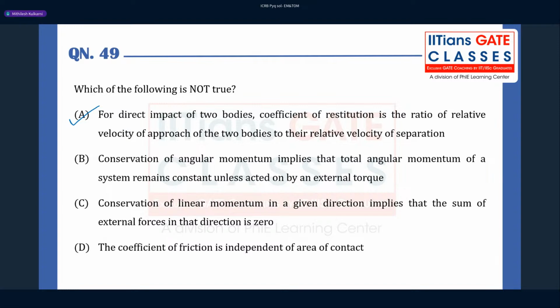Other things look correct, like angular momentum remains constant unless we apply an external force. The law of linear conservation holds when the sum of all the external forces in that direction is 0, and the coefficient of friction is independent of area of contact.